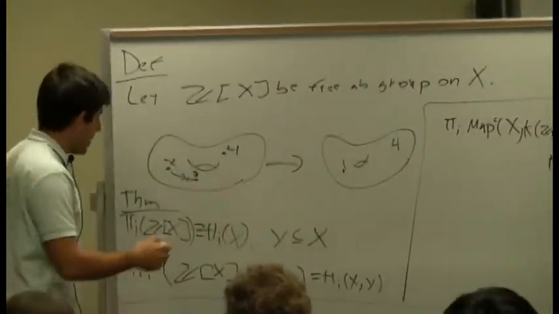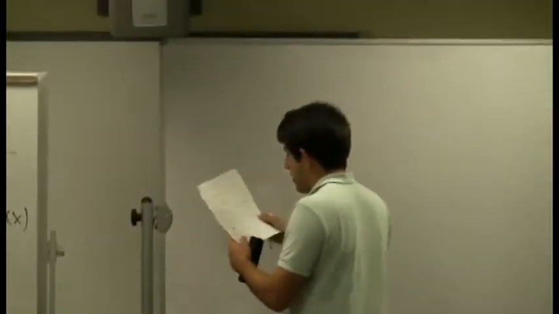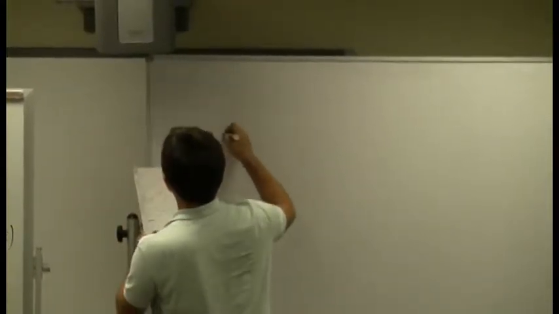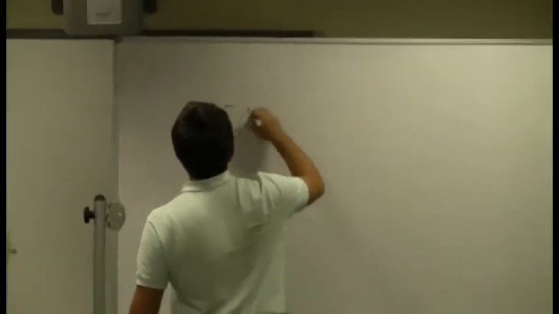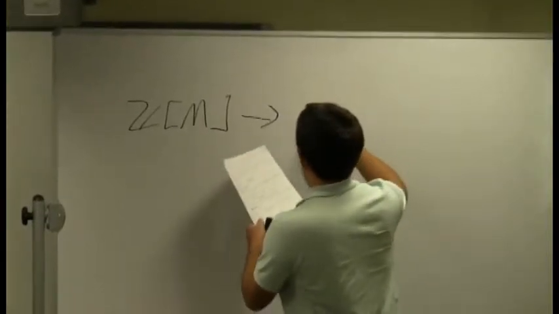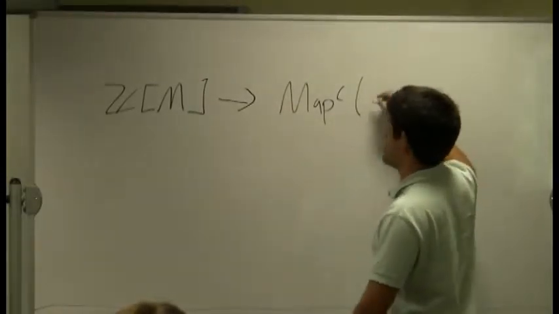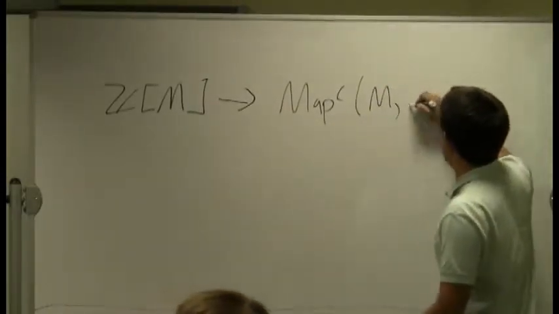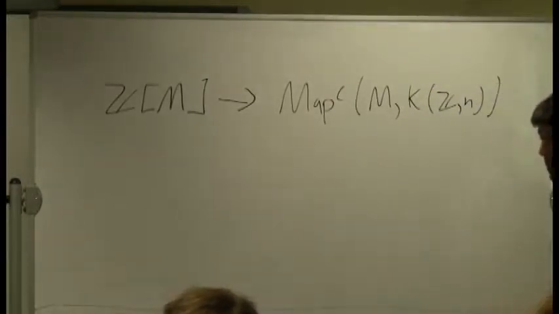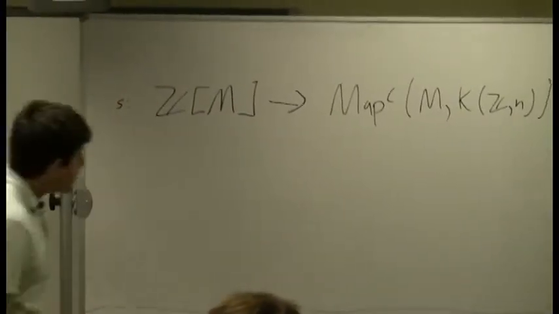So we want to compare. Our goal is to build a map from the free abelian group on a manifold into the space of compactly supported maps from M into a K(Z,n) that induces a homotopy equivalence. And I'm going to call this map a scanning map. I'll call it S.